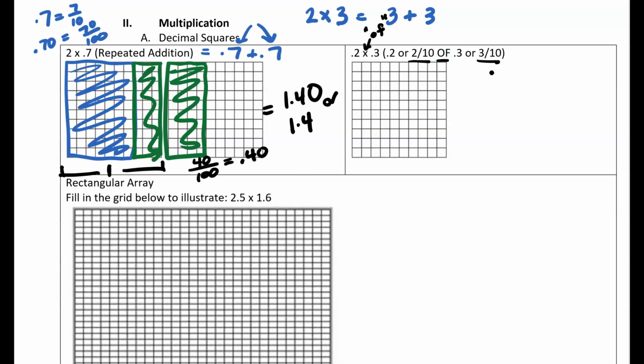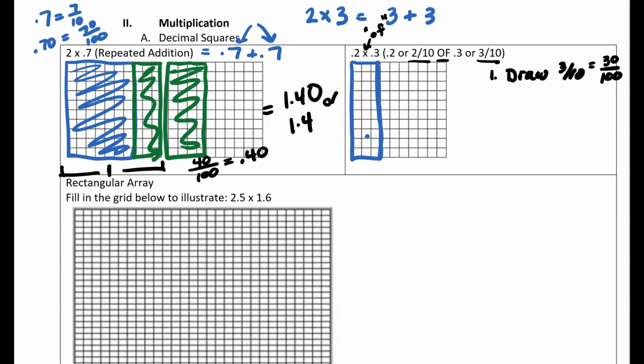So I'm going to first draw 3/10. Okay, so that would be 3 of these columns because there's 10 columns altogether. I could also write it as 30 over 100. That would also work. So I'm first going to do that. So I'm going to draw 0.3, and that gives me the 0.3 right there. So this whole thing is 0.3.